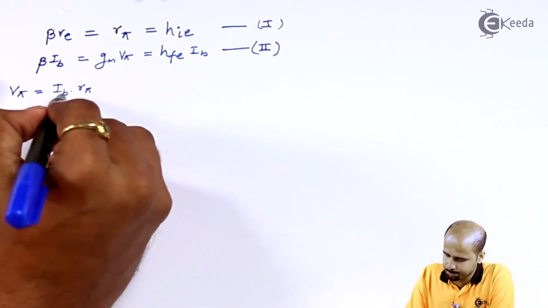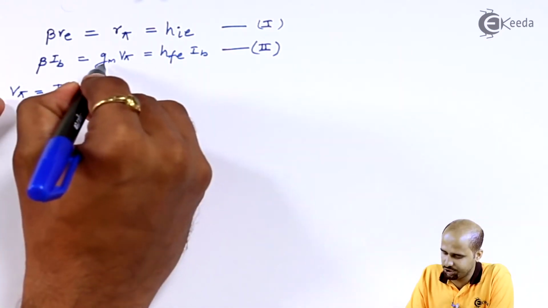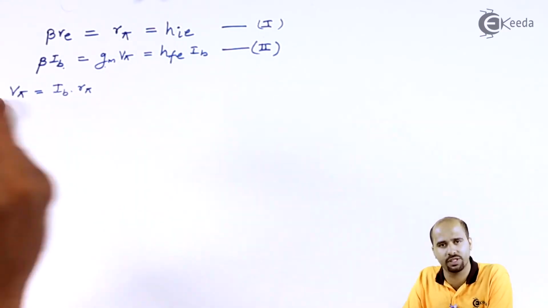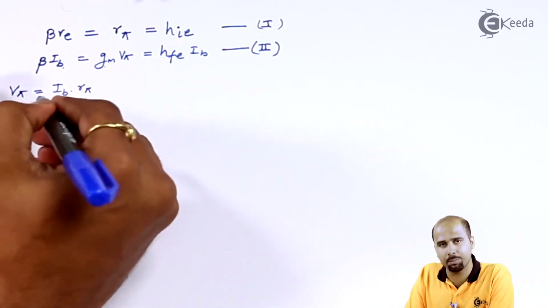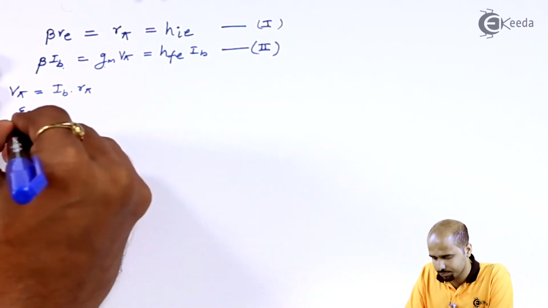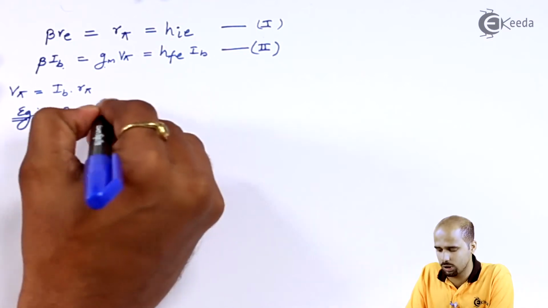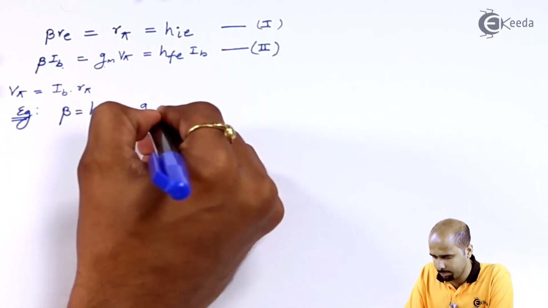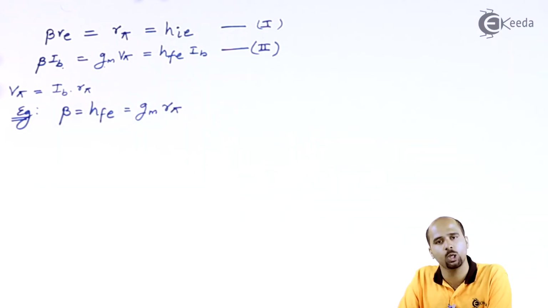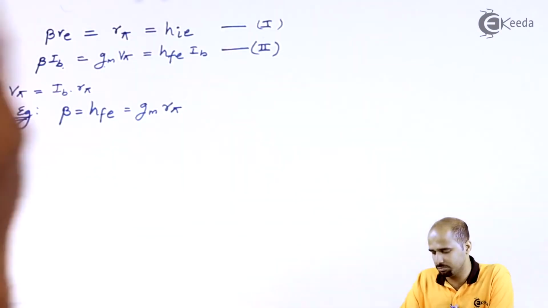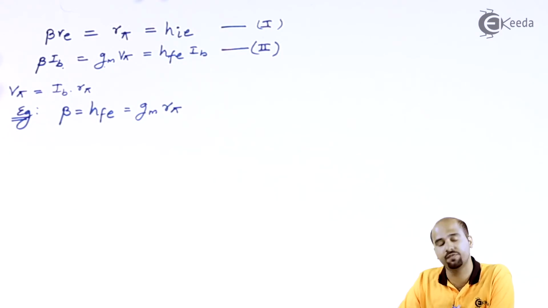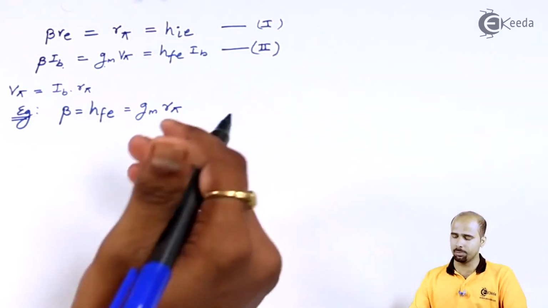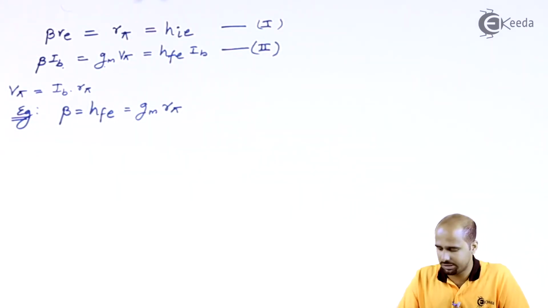Okay, so we will be getting GM into IB into R pi is equal to beta into IB is equal to HFE into IB. So for example, we'll get the relation beta is equal to HFE is equal to GM into R pi. So if they have given beta and R pi and you want to find out GM, we can easily find it out. So this is how we have to play with all the parameters of the three models.